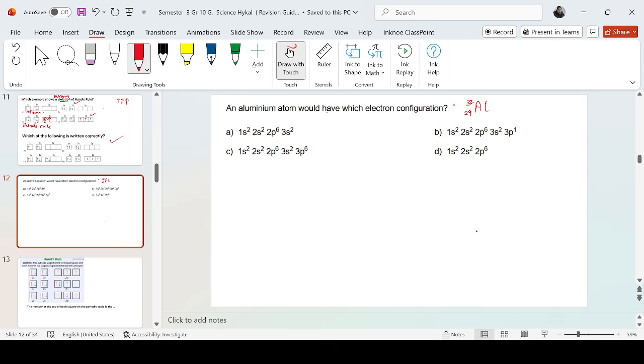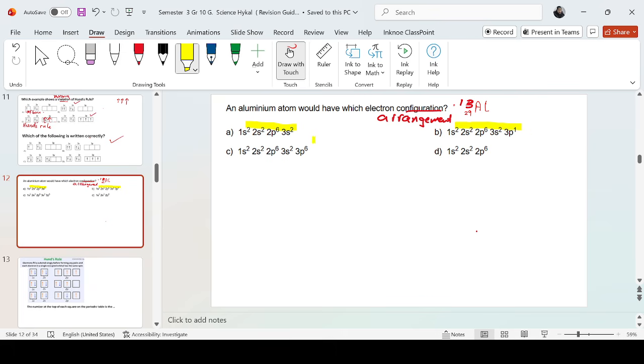An aluminum atom would have which electron configuration or arrangement? Configuration means arrangement of electrons. Look, aluminium has 13 electrons. So you count which one has 13 electrons. We count these, the electrons on top: 6, 8, 10, 12. Here they are 12. And here, how many electrons? 6, 8, 10, 11, 12, 13.